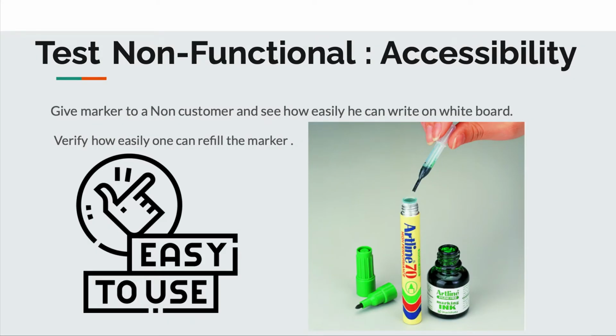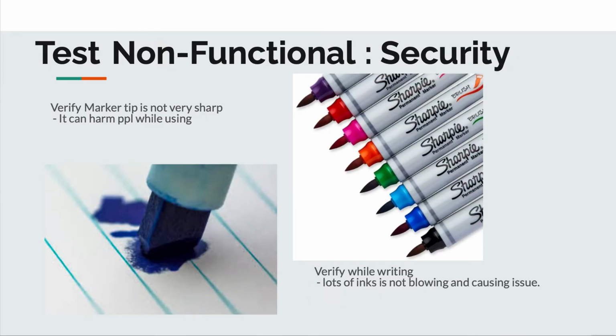Again, as part of accessibility testing, we'll see, like, give the marker to a non-customer user to see how easily he can write on a whiteboard or how easily he can learn how to use this marker. Then verify how easily it can be refilled. So how easily an end user can use this marker.